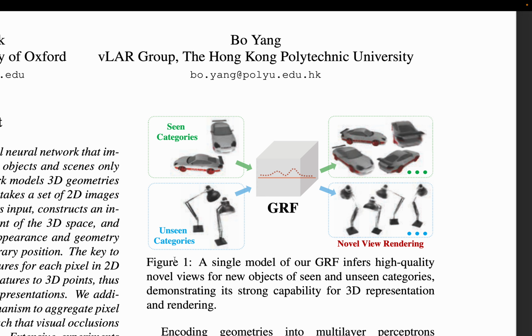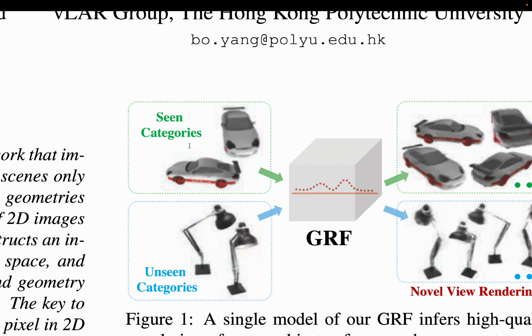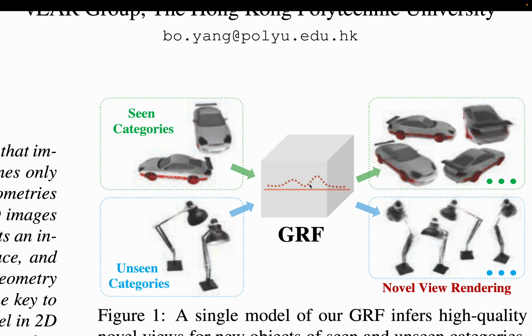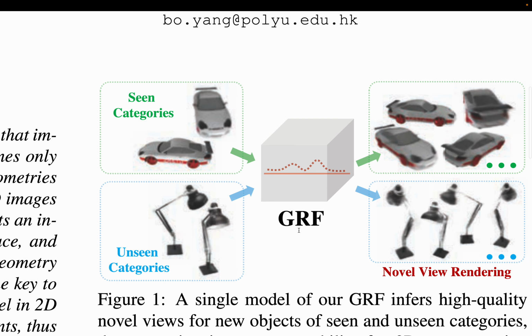So we can first have a look at figure 1. So basically, we see that the model can work both with seen categories and unseen categories. So what does that mean? For example, here we have a model, the GRF model. For now, we can consider it as a black box. We are going to open the black box in a bit and explain how it's working.